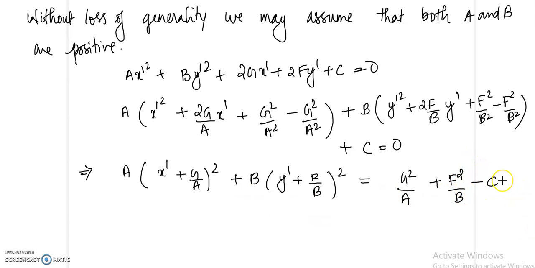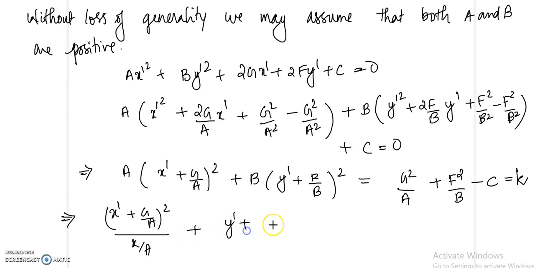So let us put this equal to k. So that will give x dash plus G by A whole square by k by A, plus y dash plus F by B whole square by k by B, equal to 1.